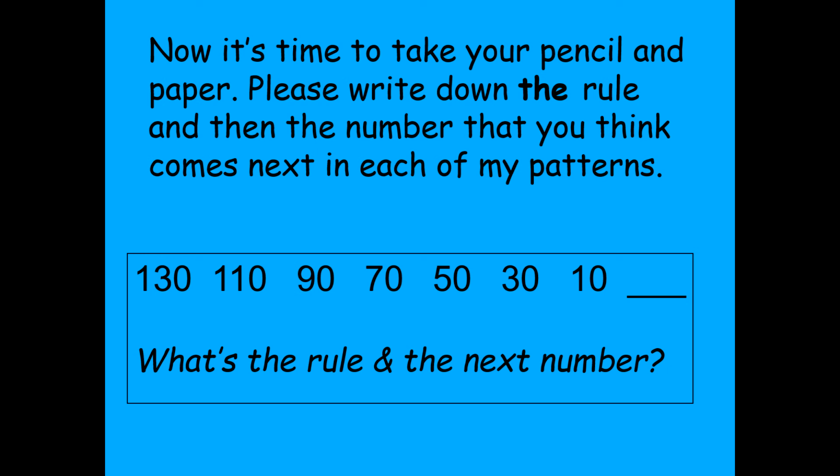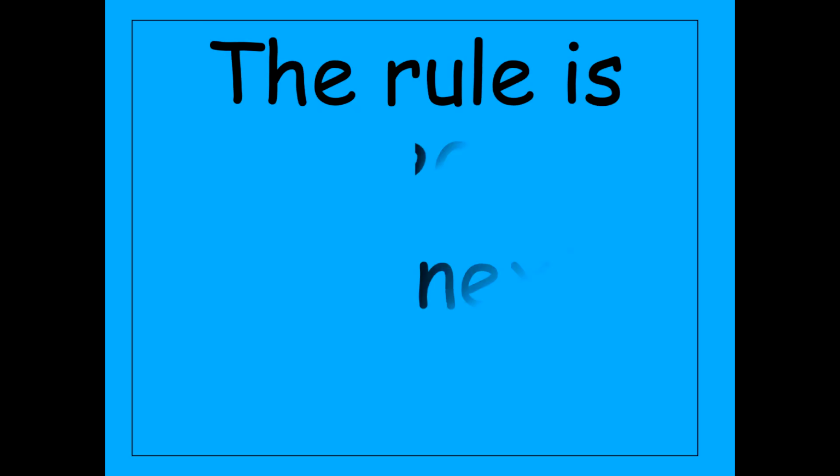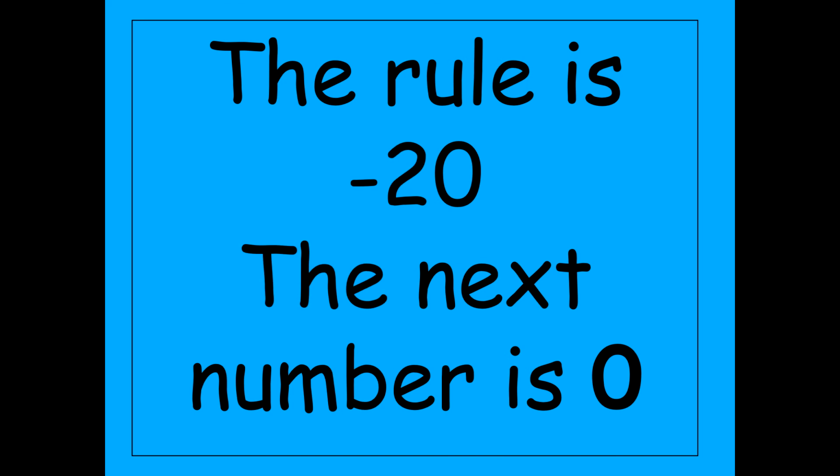We start at 130, jump down to 110, 90, 70, 50, 30, 10. We're almost running out of numbers. Okay, 5 seconds to work it out. 5, 4, 3, 2, 1. You got it. The rule is -20, which would mean the next number is 0. And yes, that is a number.